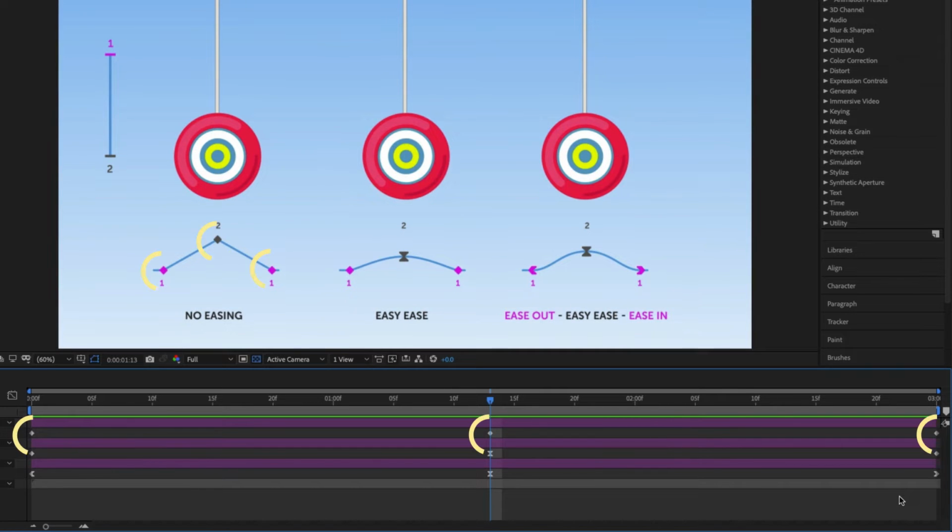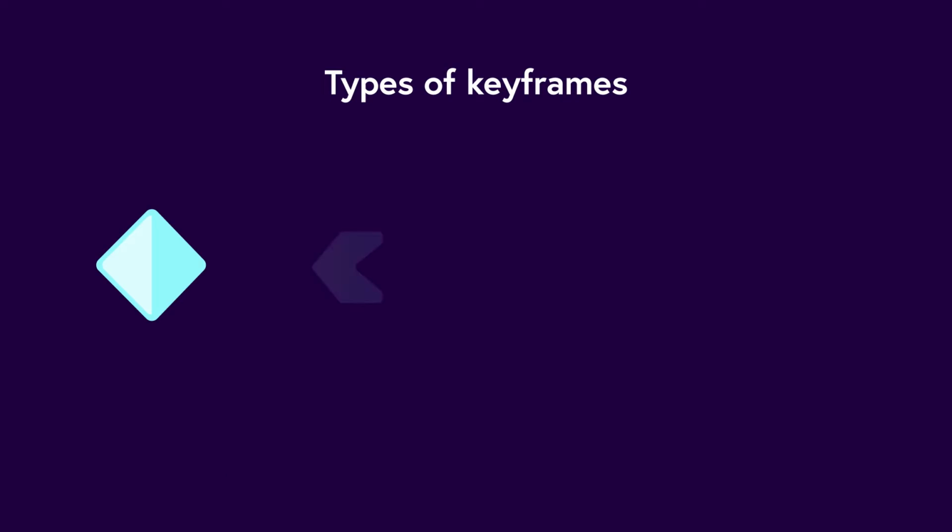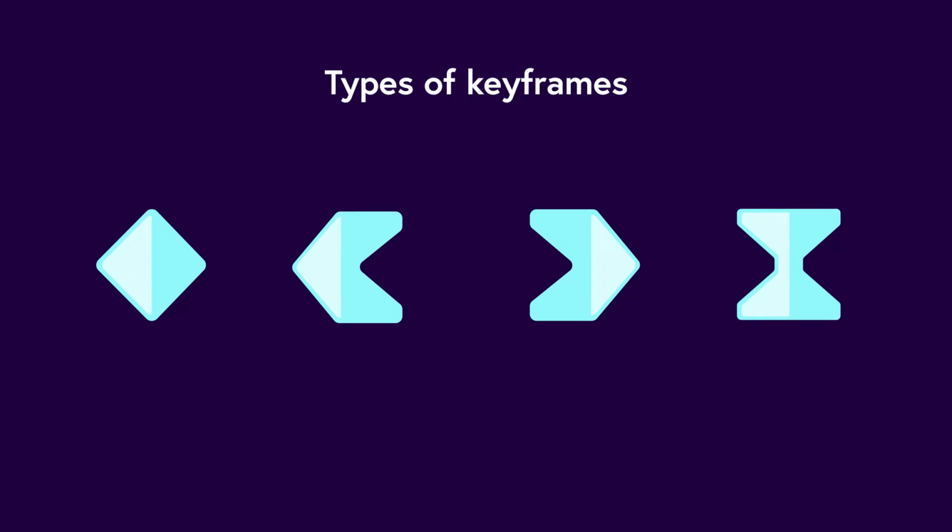And if we look carefully, we can see the keyframes below are matching the keyframes in the diagram just under each yo-yo animation. Now, let's take a quick look at keyframe types. These are the common keyframe shapes you will encounter when applying easing to your keyframes. At this stage, it will help to recognize the shapes and what they do.